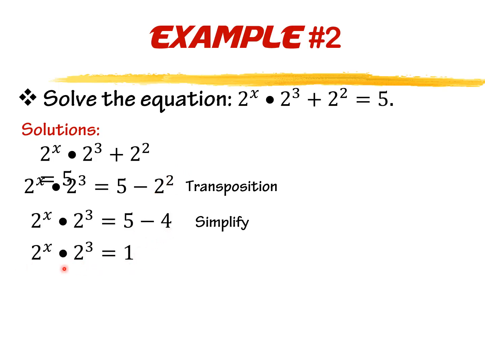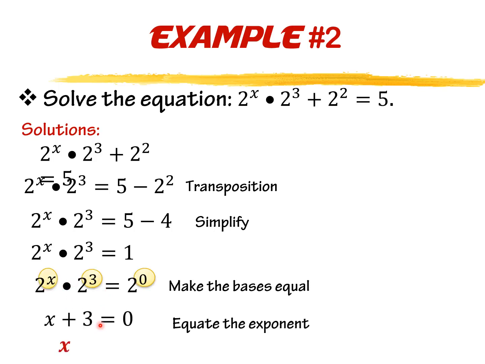Now, since you have here 2 raised to x times 2 cubed is equal to 1, we have to make the bases equal so that we can equate the exponents. To make all the bases equal, we can write 1 as 2 raised to the 0 power because we know that any number raised to the 0 power is equal to 1. Okay, so now that they have the same base, we can now add the exponents. So this is multiplication. We know that we're going to add the exponents. So that will give you x plus 3.